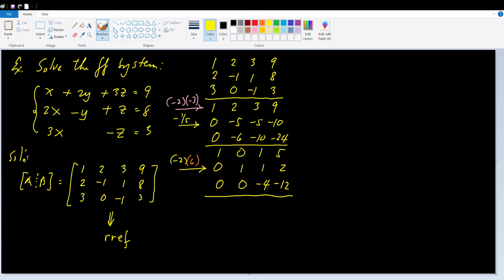Now, we go to the third row. We have to turn this into a 1. And to do that, we multiply it by negative 1/4. Multiply it by negative 1/4, or we simply divide by negative 4. So our third row now will be 0, 0, 1, and 3.